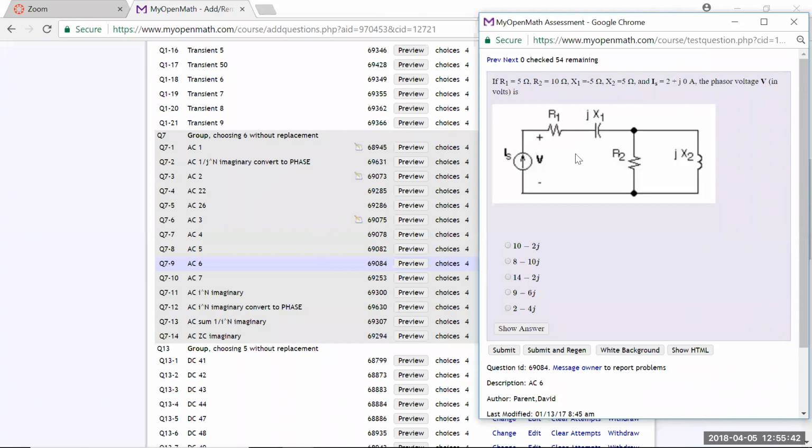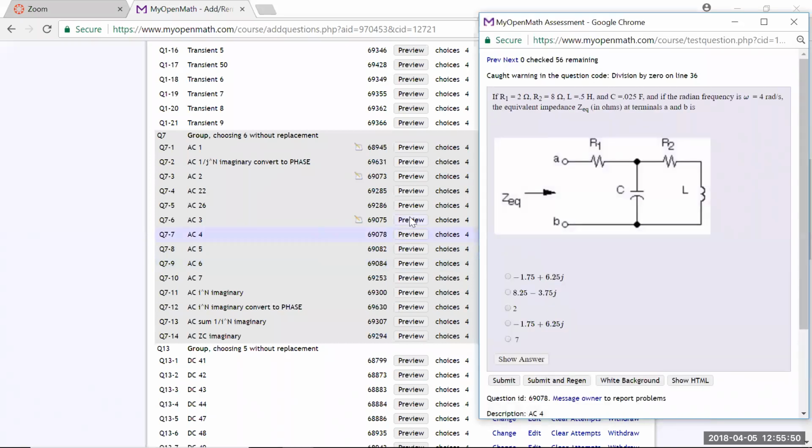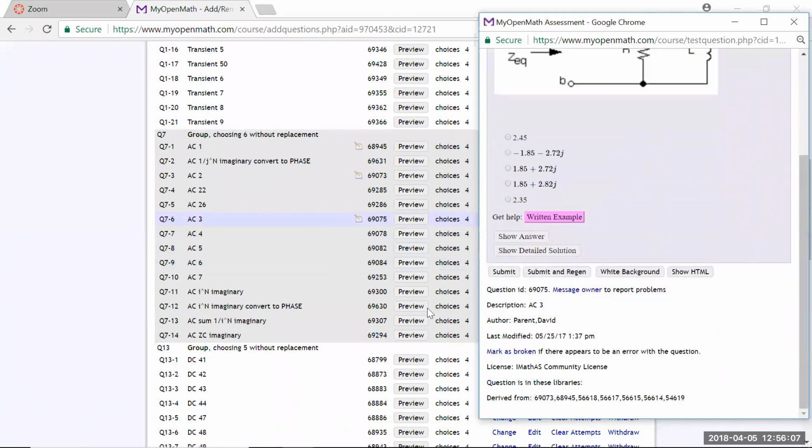This is kind of the same, except they give you the numbers. This one, again, I'm telling you, hey, omega is 40. All right, then you got to come up with the numbers for ZC, ZL, and ZR, and then find the equivalent.